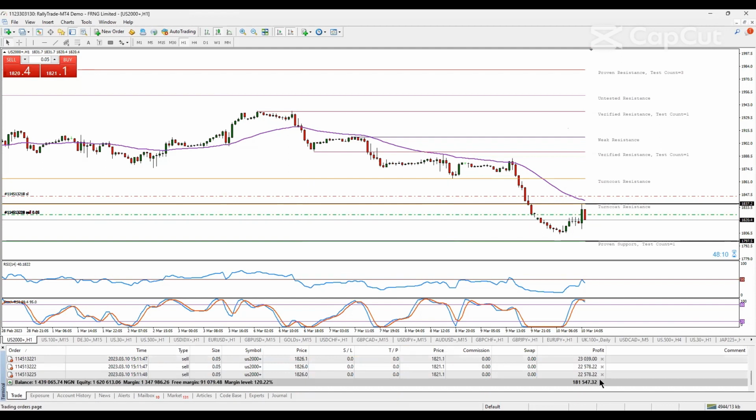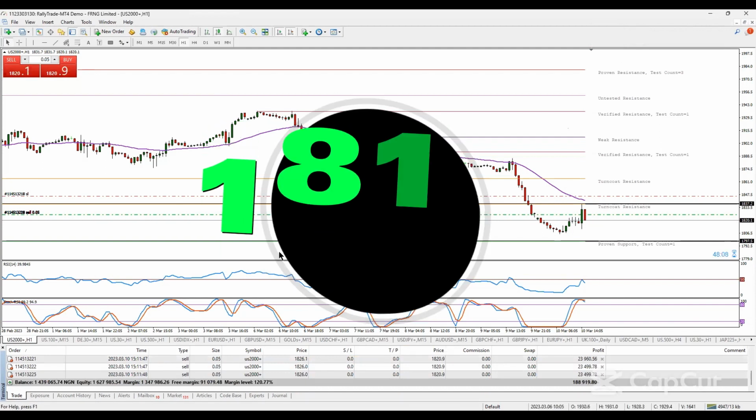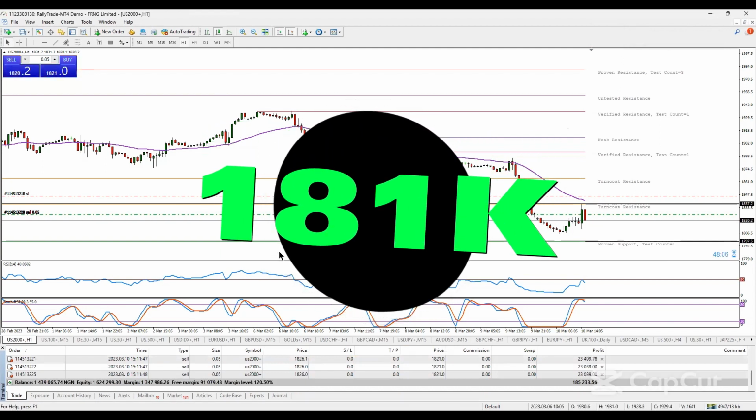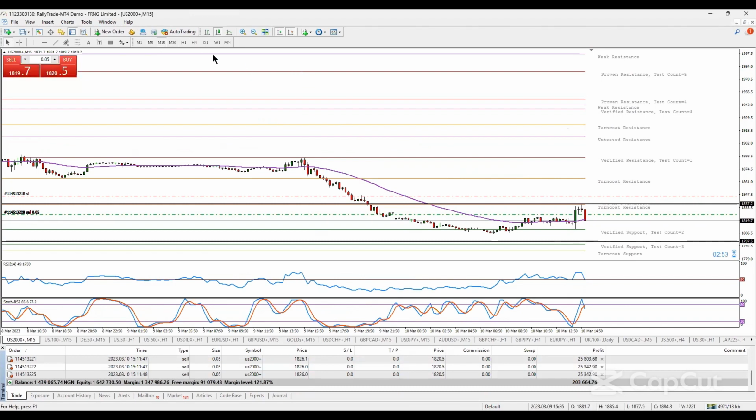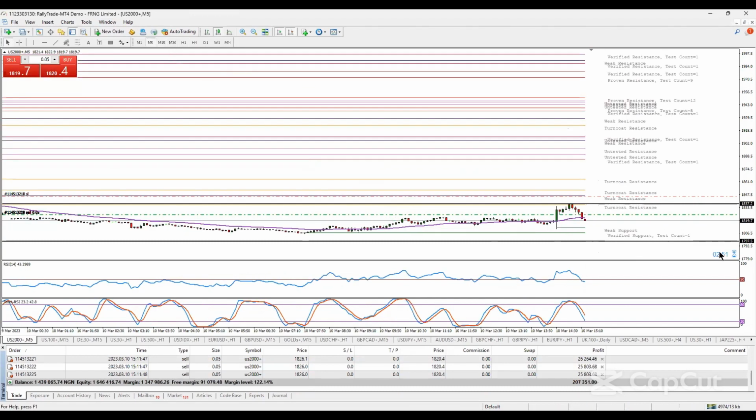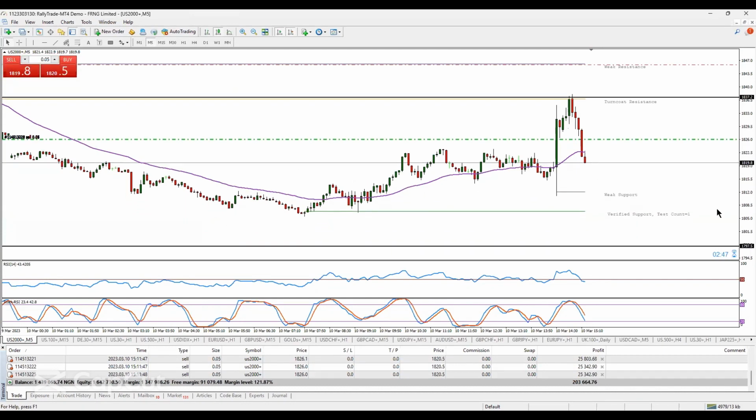How much are we making now? 181K. No time. See, I just took advantage of it, instead of me placing just one trade while the market is moving like this. Does that make any sense? The idea is to take advantage of the market as much as you can.